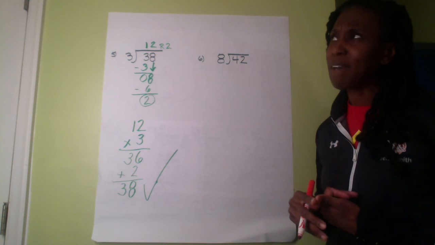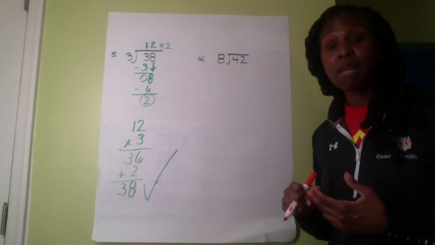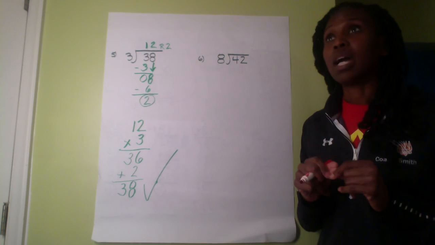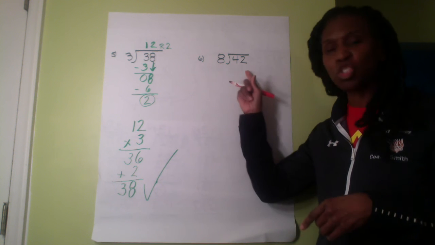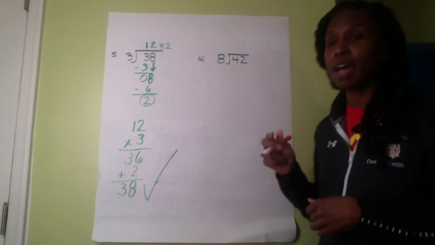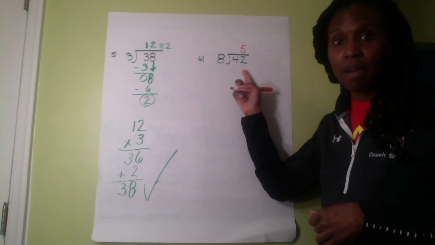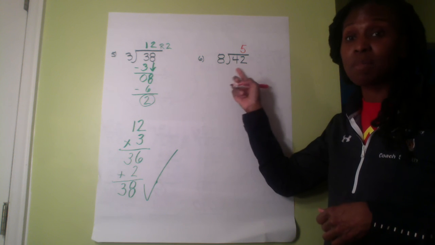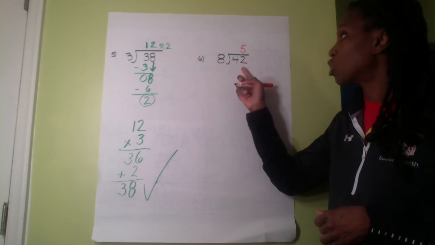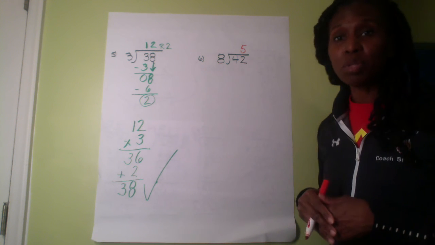No basic fact, so I'm going to have to estimate. 8 times 5 is 40. Let me go one more. 8 times 6 is 48. That's too much. So I have to go back to the 5. Notice I'm putting the 5 right above the 2 because this is the number that I'm dividing into, 42. Very important.